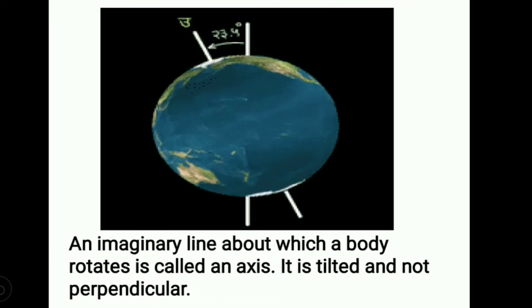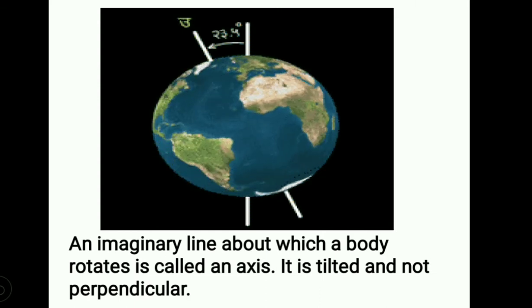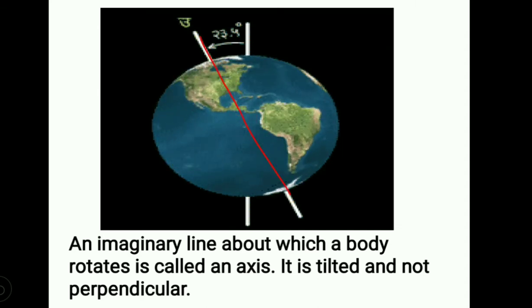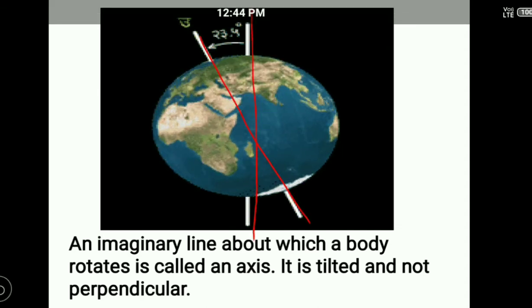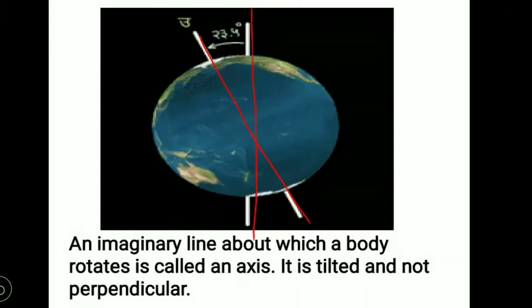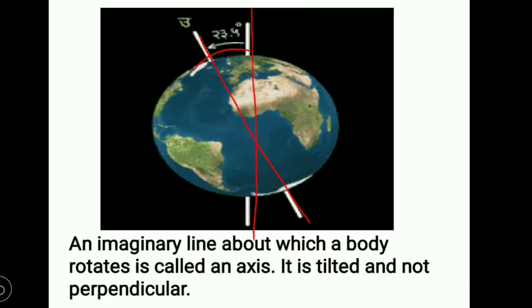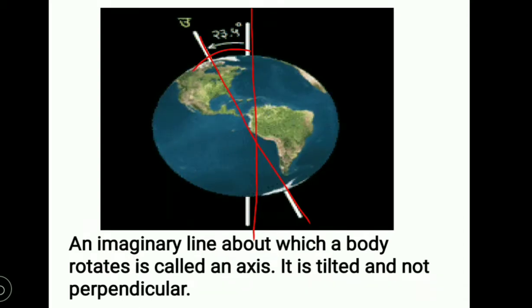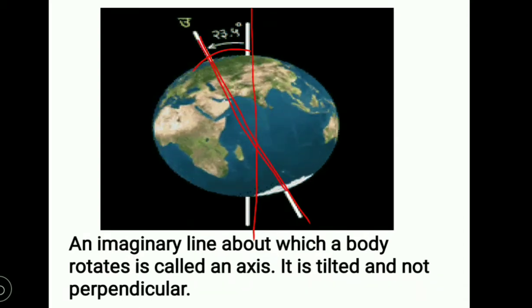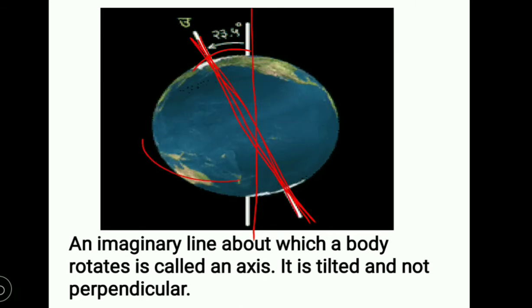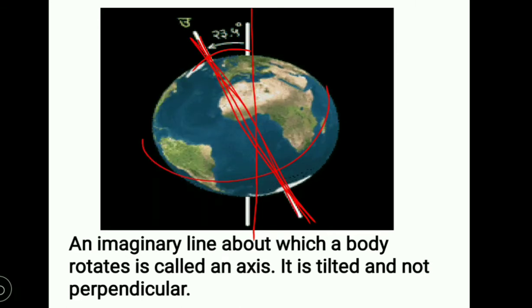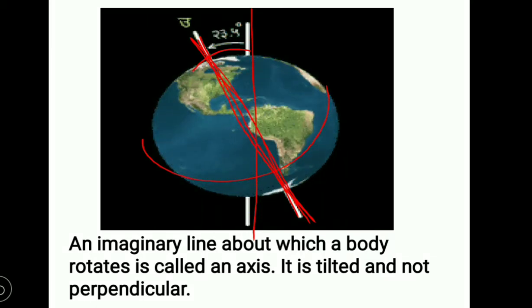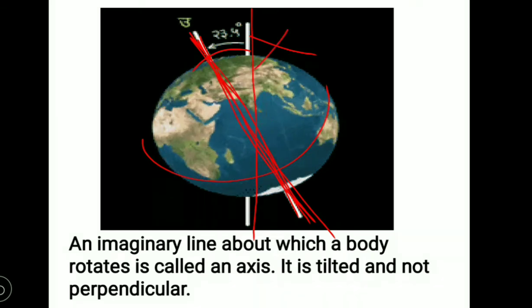And next we go through this: an imaginary line about which a body rotates is called an axis. So this is the imaginary line, this is the perpendicular line. So in between the imaginary line and the perpendicular line we have a difference. The earth has a difference of 23.4 degrees, and on the imaginary line our globe is rotating as well as our earth is rotating, and it is tilted and not perpendicular. It is tilted, not perpendicular.